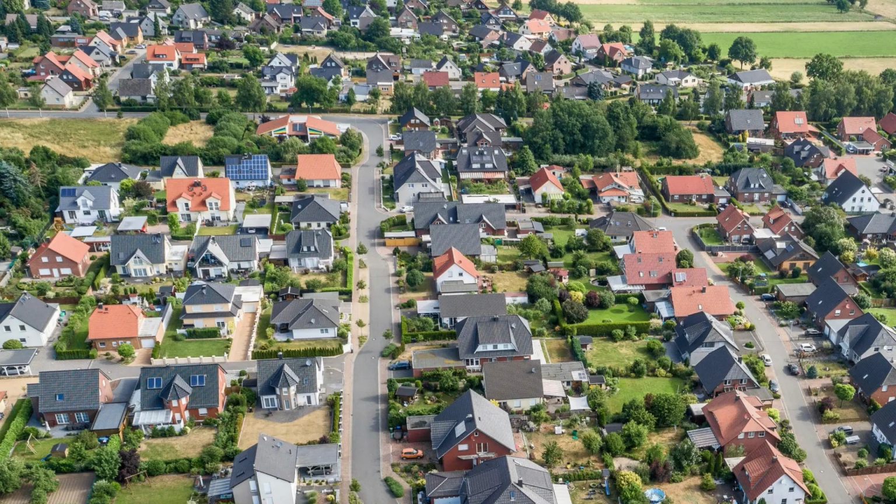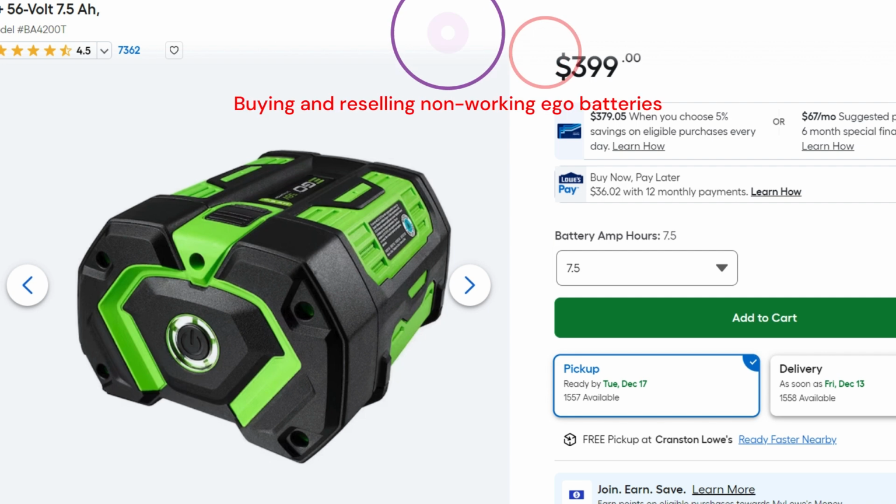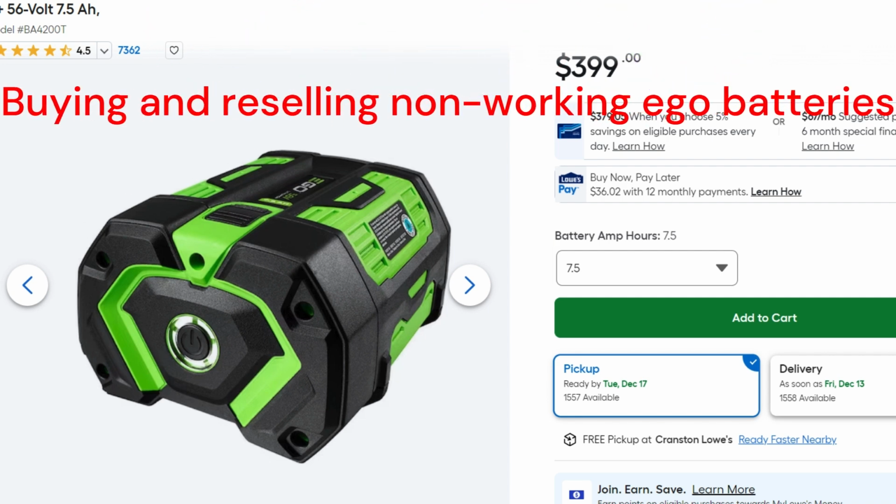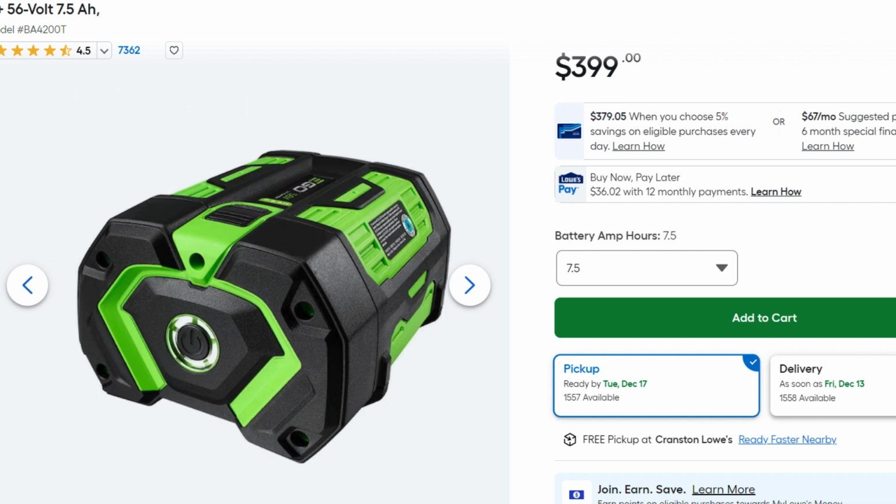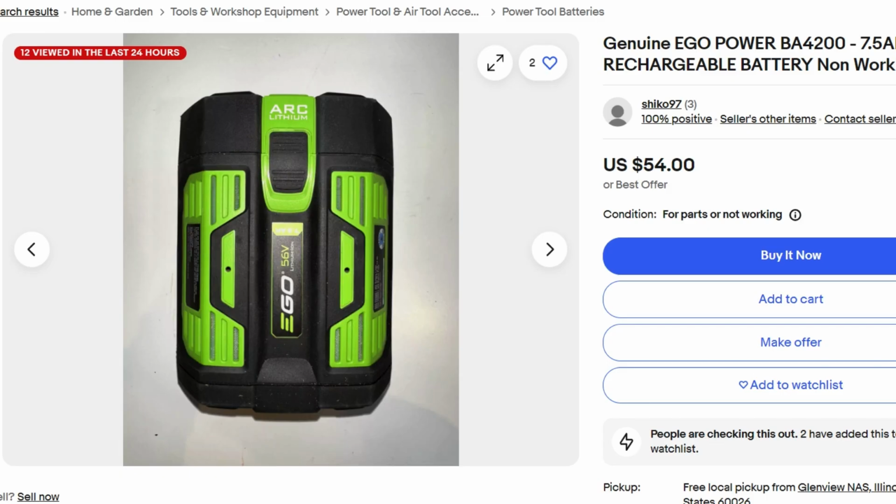Now this next scam is one people don't really know about that much. It's similar to the Ryobi scam, except it's with the Ego batteries. These batteries go into snow blowers and lawn equipment. They're used all year round. These Ego 7.5 amp hour batteries are used all year round for lawn work and even snow blowers, so this is a perfect hustle for all year round.